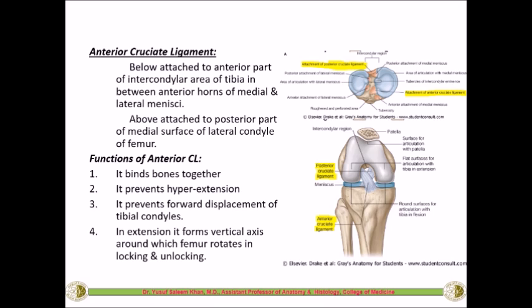This is about the anterior cruciate ligament. So these are some of its functions. It binds the two bones together, it prevents hyperextension, it prevents forward displacement of the tibial condyles, and in case of extension, it forms the vertical axis around which the femur rotates on the tibia.